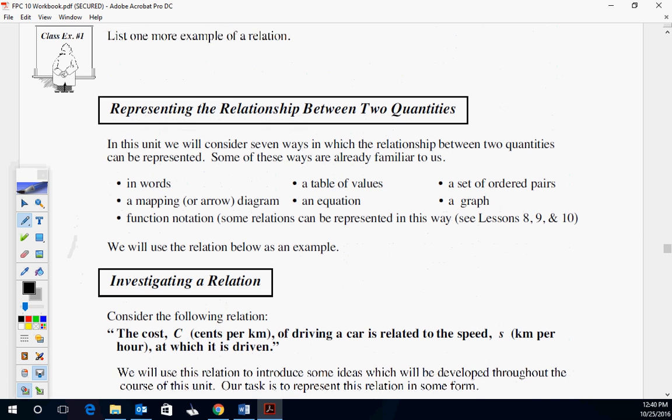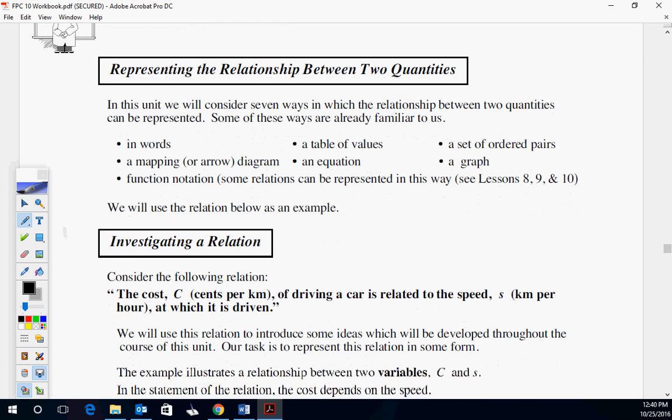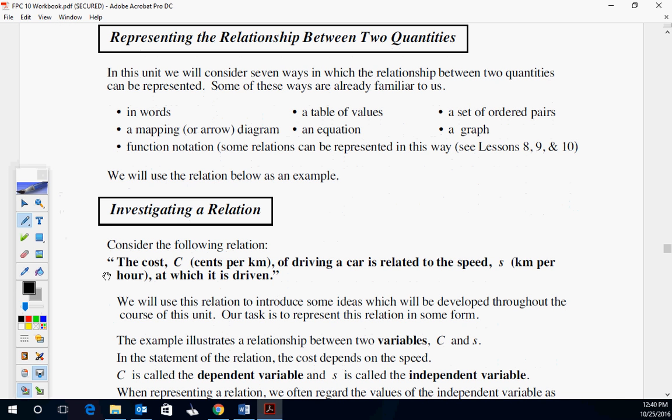And when we relate things, in general terms, that's x and y. We relate x and y in our functions. That's why a lot of things are in points, x, y, or y equals something of x. Those are all relationships. In this unit, we'll consider 7 ways in which relationships between two quantities can be represented: in words, mapping diagram, table of values, ordered pairs, an equation, a graph, and function notation. These are the same 7 topics we're going to cover when it comes to relations.